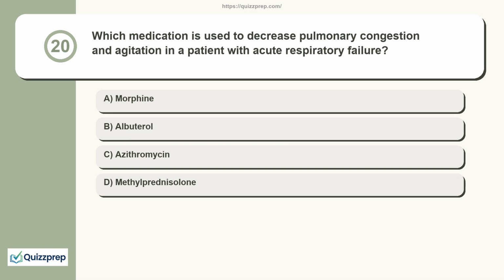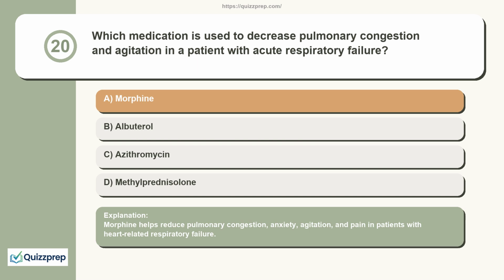Question 20. Which medication is used to decrease pulmonary congestion and agitation in a patient with acute respiratory failure? Morphine, albuterol, azithromycin, methylprednisolone. Morphine helps reduce pulmonary congestion, anxiety, agitation, and pain in patients with heart-related respiratory failure.